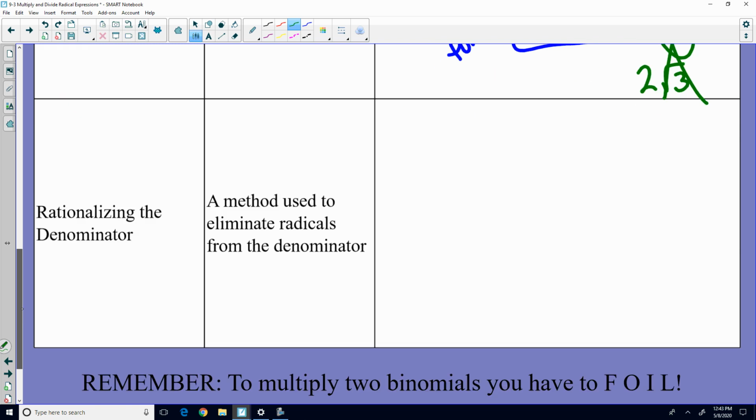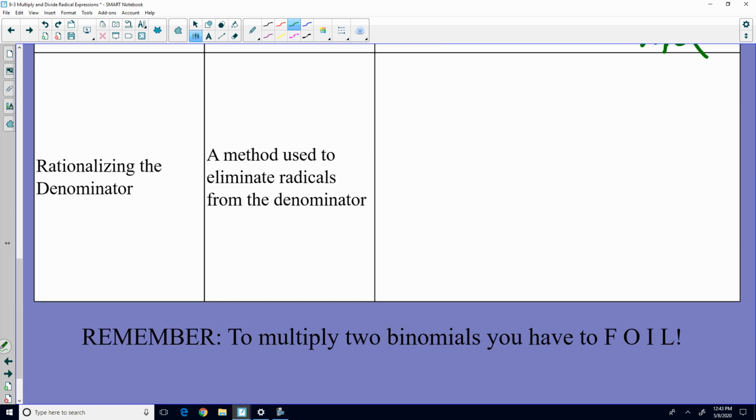All right, lastly at the bottom, rationalizing the denominator. I'm going to talk to you about that in a little while, so we're just going to write some notes. We're going to do that after we practice dividing a little bit. Rationalizing the denominator means you may not have a radical in the denominator. It's not good form. So we have to figure out how do we get the radical, the square root expression, out of the denominator. And I'll show you how to do that.